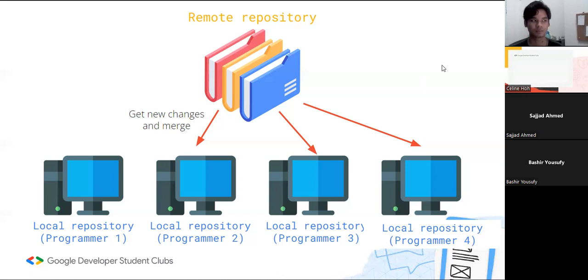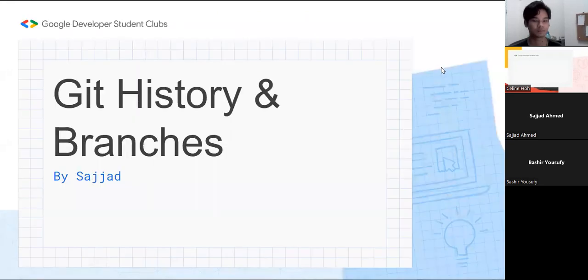Next slide. Git history and Git branches. Git history, we're not referring to the background information about Git, but what is actually Git history? You'll find out. Next.